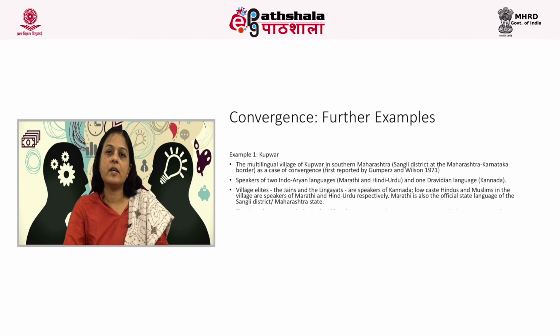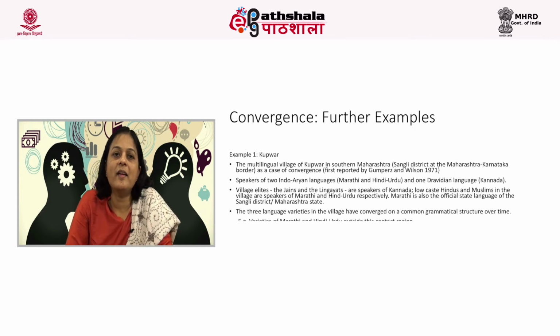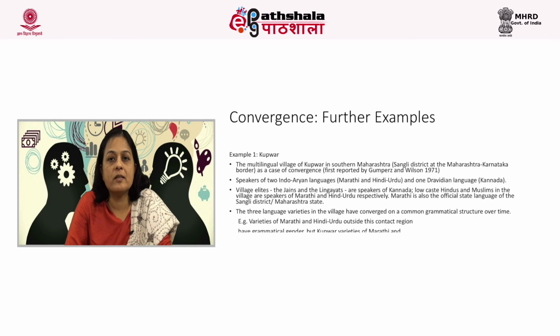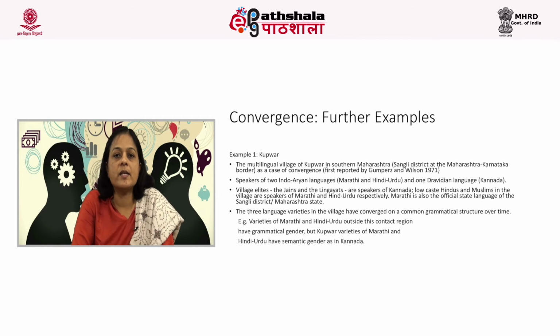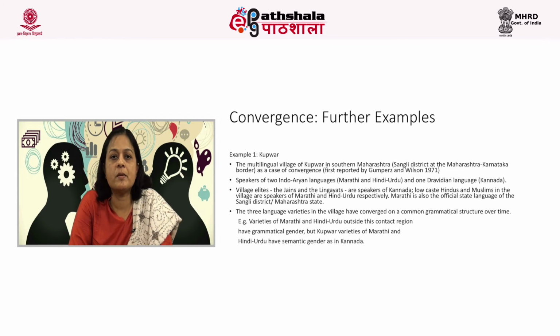Our first example is the village of Kupwad. The multilingual village of Kupwad in southern Maharashtra is a celebrated case of convergence and was first reported by Gumperz and Wilson in 1971. The village in Sangli district at the Maharashtra-Karnataka border is home to speakers of two Indo-Aryan languages, Marathi and Hindi-Urdu, and one Dravidian language, Kannada. While the village elites, the Jains and Lingayats, are speakers of Kannada, the low-caste Hindus and Muslims in the village are speakers of Marathi and Hindi-Urdu respectively.